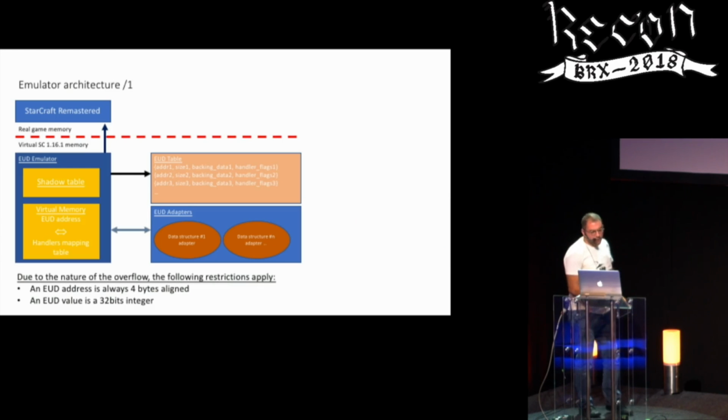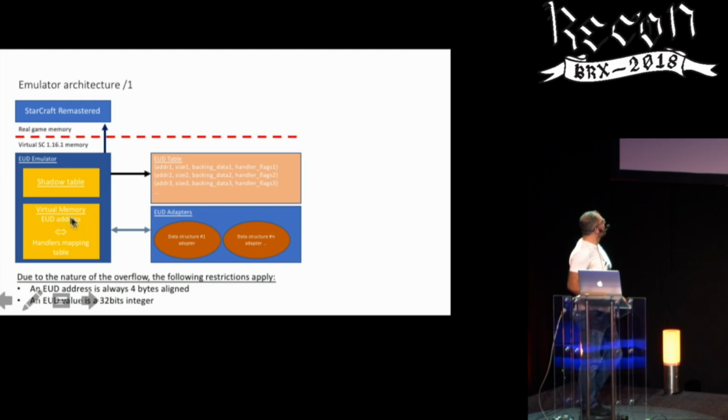And this is a quick overview of the emulator architecture. Essentially, this is the old game, and this is the new game memory. The emulator itself contains a shadow table and a virtual memory to handlers mapping. Whenever the emulator needs an address, it goes to the table that I showed you, which has the old address, its size, the backing data, and some flags. And if it's not in the table, then adapters will handle the request. So from the emulator, it can either go to the table itself or an adapter, and there are multiple adapters, one for each structure. The emulator then, after it does what it needs, talks back to the game and gets the results.